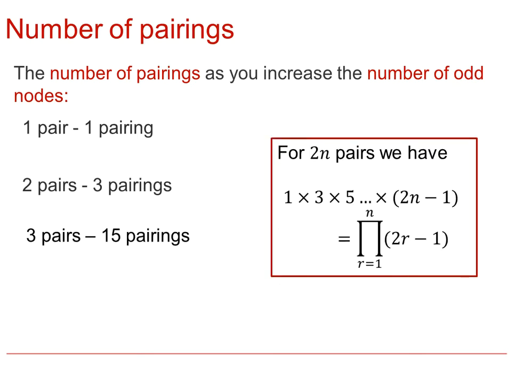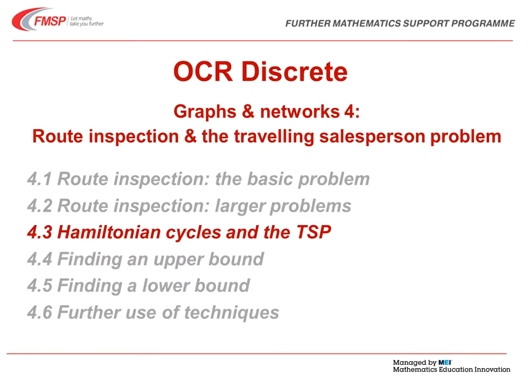From this we can generalize that the number of pairings as you increase the number of odd nodes is, for 2n odd nodes, the product 1 times 3 times 5 up to 2n minus 1. In the next video we introduce Hamiltonian cycles and the travelling salesperson problem.